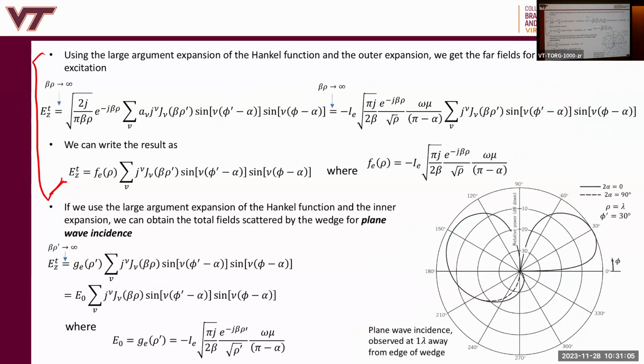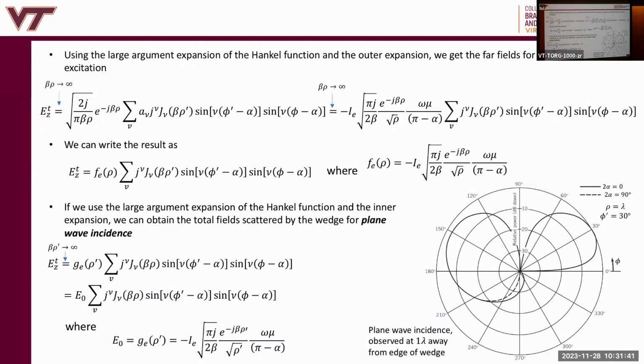Now, if we want plane wave excitation, we do the opposite. We use the large argument expansion for the Hankel function of the inner expansion because the source, now, if the source point goes to infinity, then the inner expansion is everything because the outer expansion is beyond the source, but the source is at infinity now. So if we move the source to infinity, everything's an inner expansion. So we take the inner expansion, we use the large argument expansion for the Hankel function, we can obtain the total field scattered by the wedge for plane wave incidence, all right?